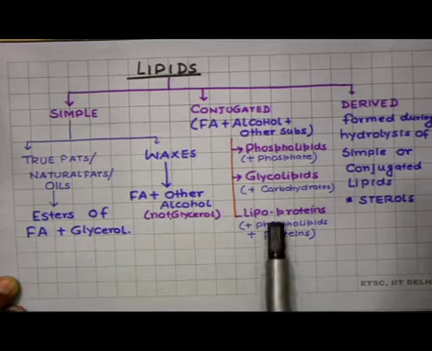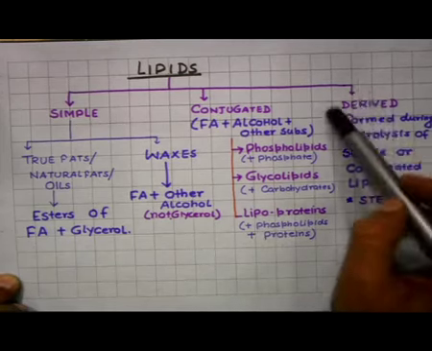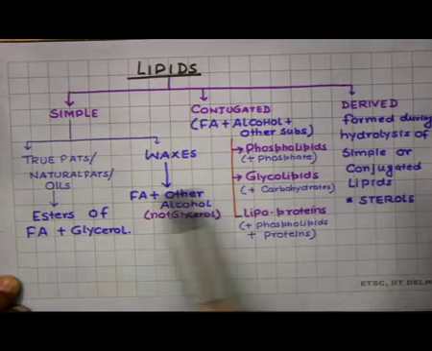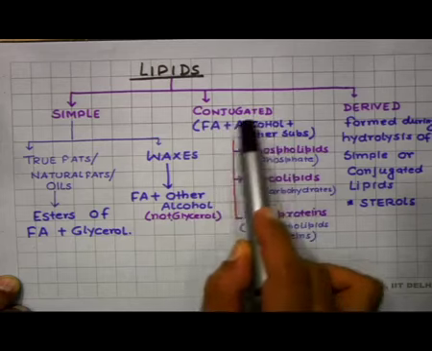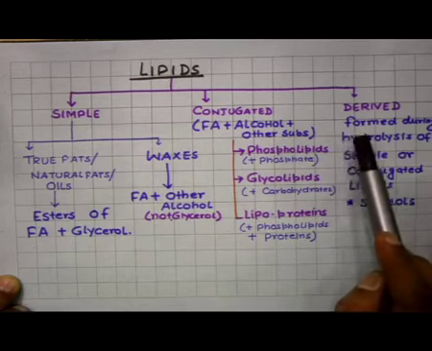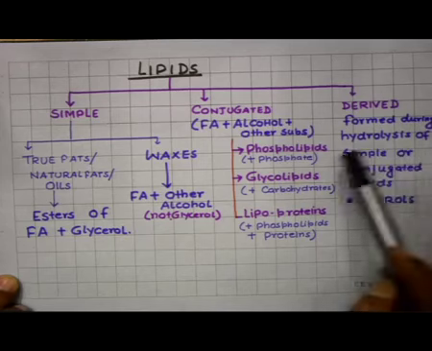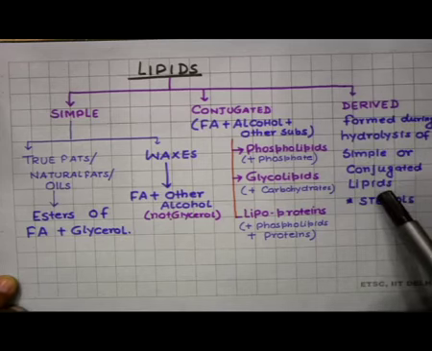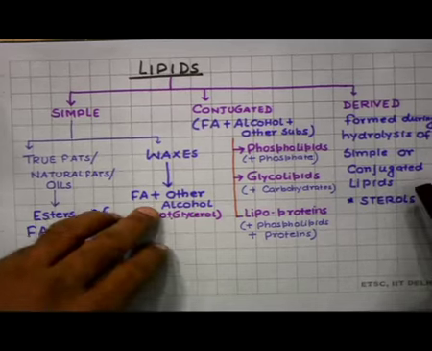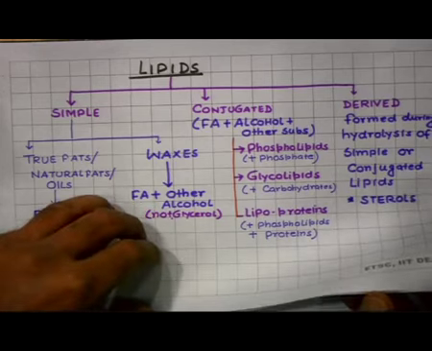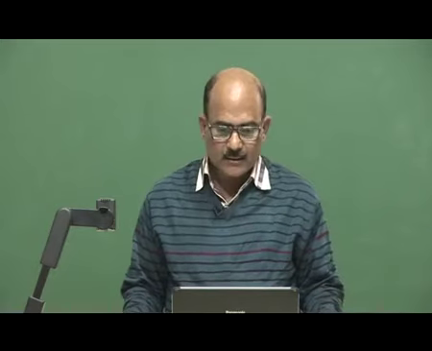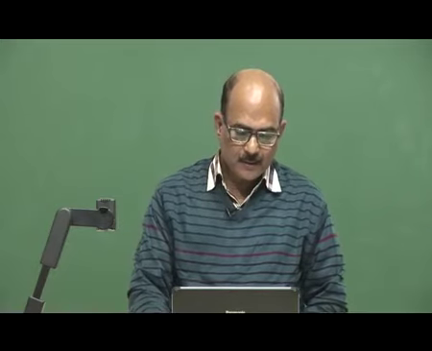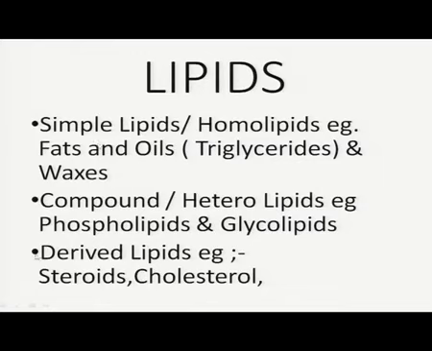The third one is derived lipids, which are formed by the hydrolysis of simple and conjugated lipids. The examples are sterols, which we will look at in this session. Examples of derived lipids are steroids and cholesterols.